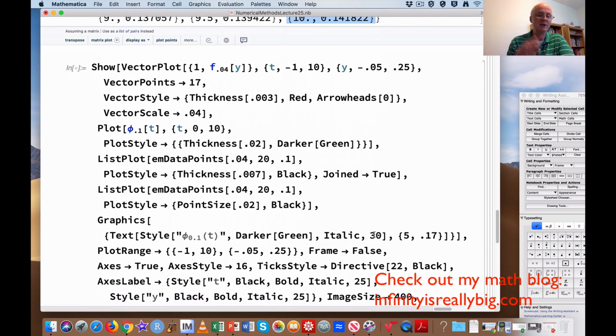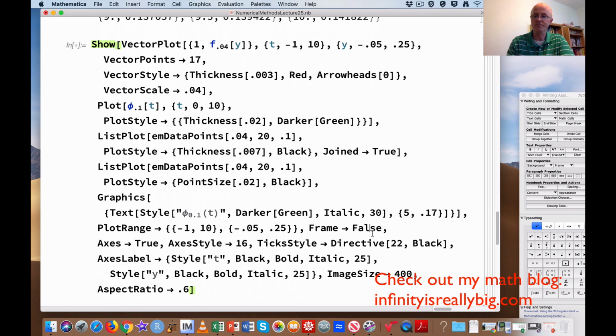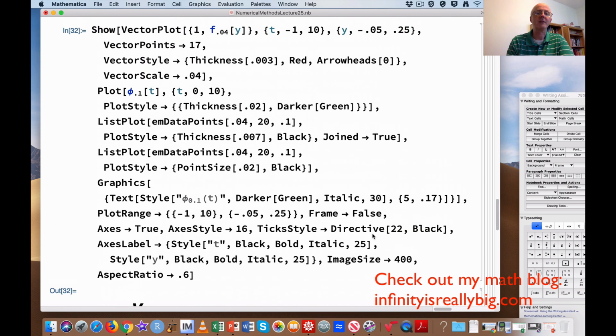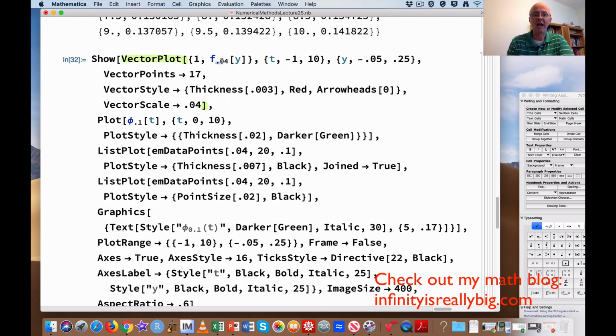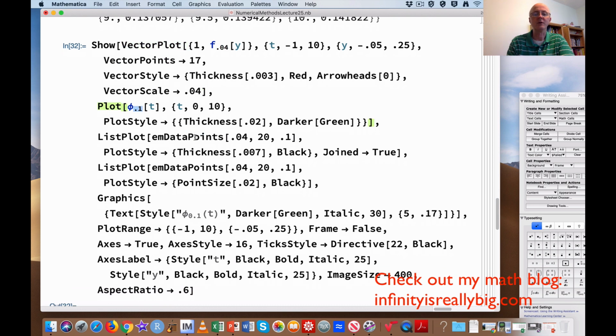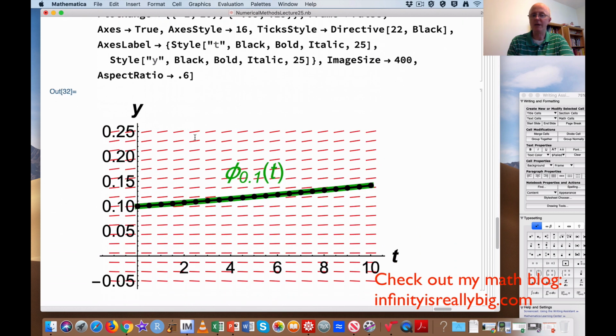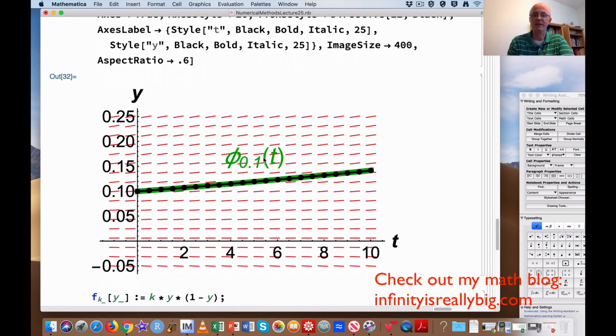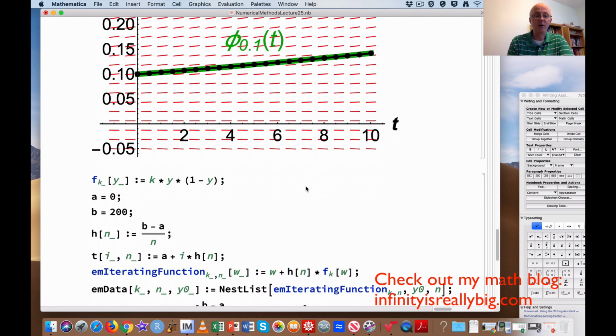All this code, which again you can just copy and paste, don't worry about how it works, and make appropriate modifications if you need to, like if you need to change k and plugging in k equals 0.04, y0 equals 0.1, you can make changes in those spots. Gives me a graph. The green graph is the solution phi sub 0.1 of t, and the black dots are the data points that are generated from Euler's method. And you can see that on this scale it looks like they're basically right on top of each other. That's not exactly true. There's definitely some differences here because of those errors being non-zero.